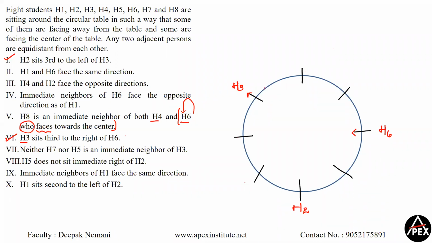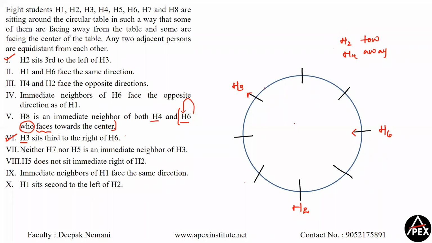Now which statement should I consider? Third. Okay, H4 and H2 face the opposite direction. This is different. When you say H2 and H4 are facing opposite to each other, then you will be having H4 here. But the meaning of the third statement is that H4 and H2 are facing opposite directions. So if you have H2 facing towards the center, then H4 will be facing away from the center and vice versa. That's the meaning of that sentence. It's not the same as facing each other or sitting opposite to each other.